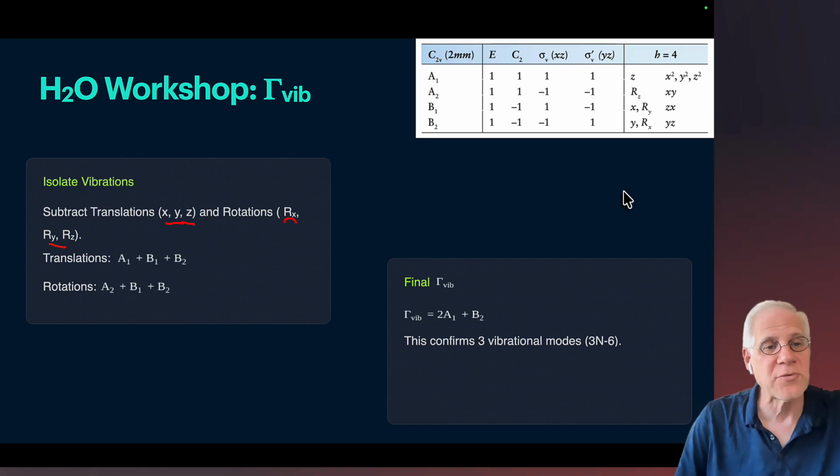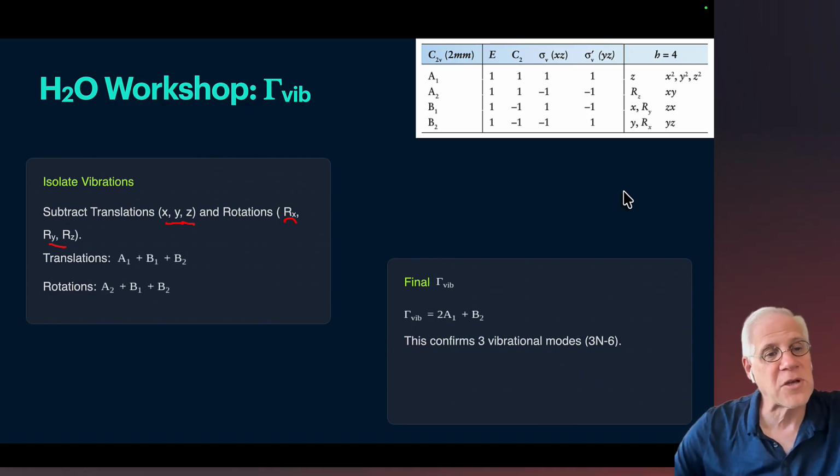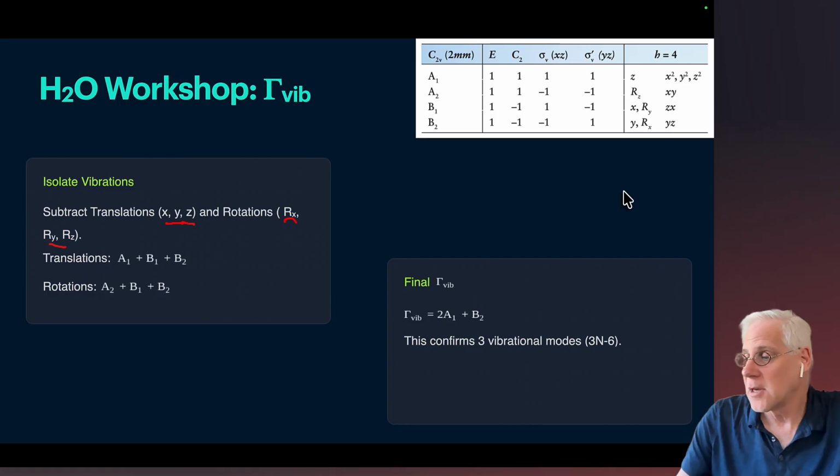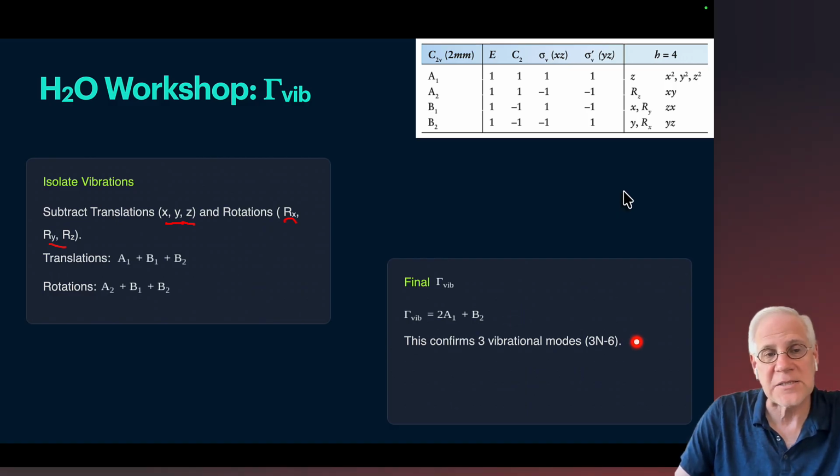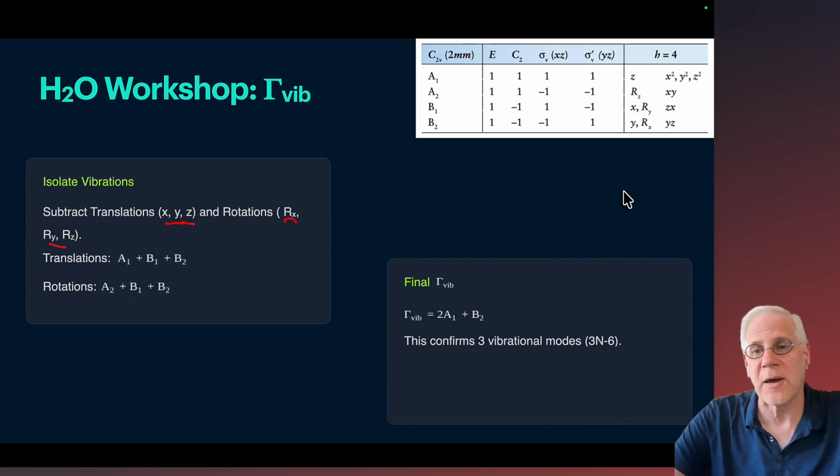Remember what we said, once you've removed the translations and the rotations from your irreducible representation, what's left must be the vibrations. And so what we should have is 3 vibrational modes in water. That is exactly what the 3n minus 6 would tell us. We have 3 atoms in water, so 3 times 3 is 9. 9 minus 6 is 3. So we have 3 vibrational modes in water.